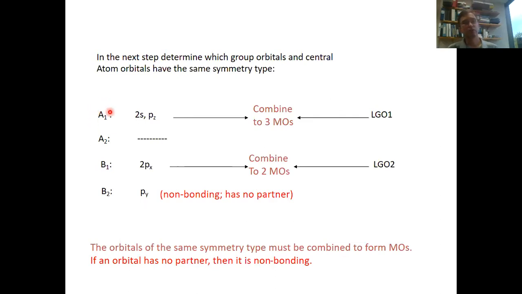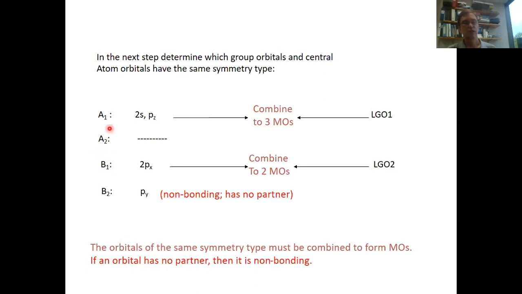Okay, so now for the symmetry type A1, we determined that for the central atom orbitals, the 2s and the 2pz orbital have that symmetry type. We also determined that one of the 3 ligand group orbitals has that symmetry type. Therefore, we can combine these 3 to form molecular orbitals that have now the same symmetry type, namely A1. So the number of molecular orbitals must be equal to the number of orbitals from which they have been constructed, which in this case is 3. So therefore we have 3 molecular orbitals as a result.